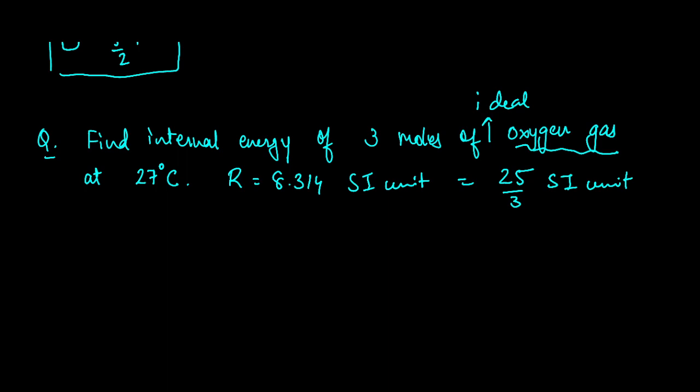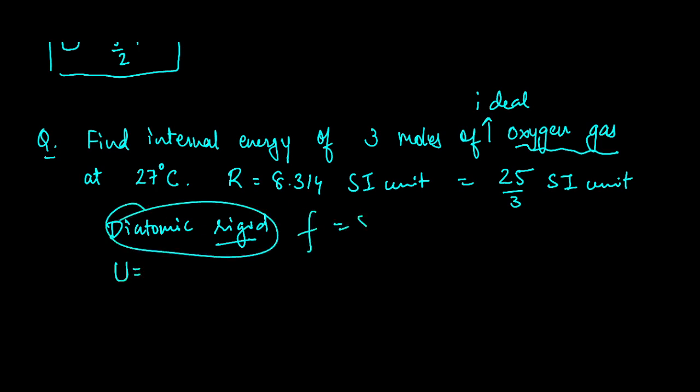Okay. So diatomic rigid or ideal. Ideal, that is diatomic, means it is rigid only. Simple. So here we get U equal to, for diatomic rigid, what is the value of F? 5. So 5/2 mu RT.